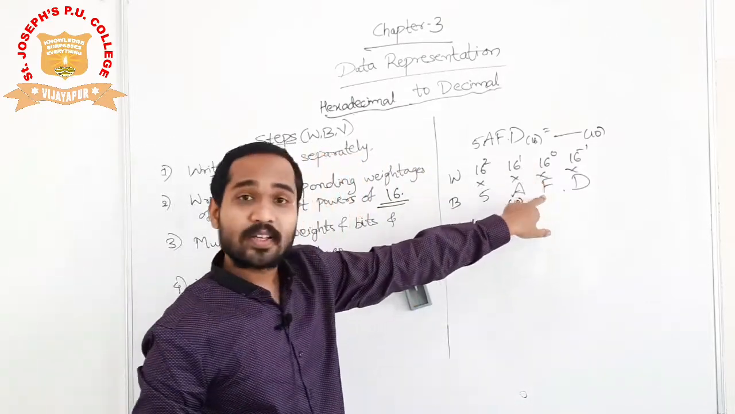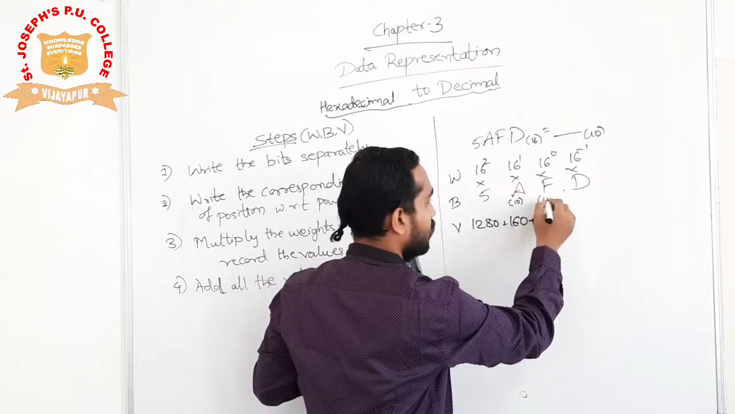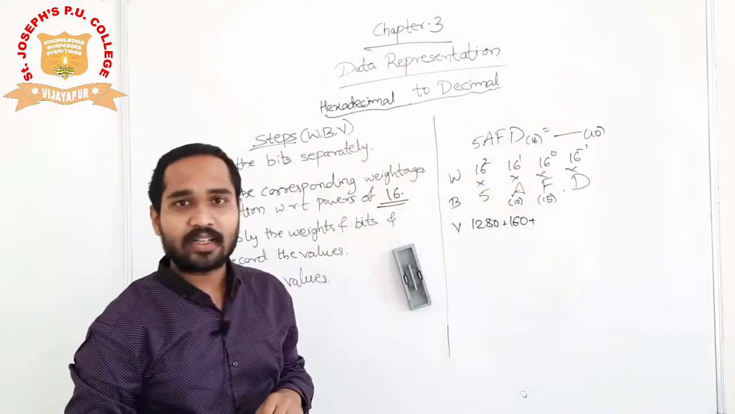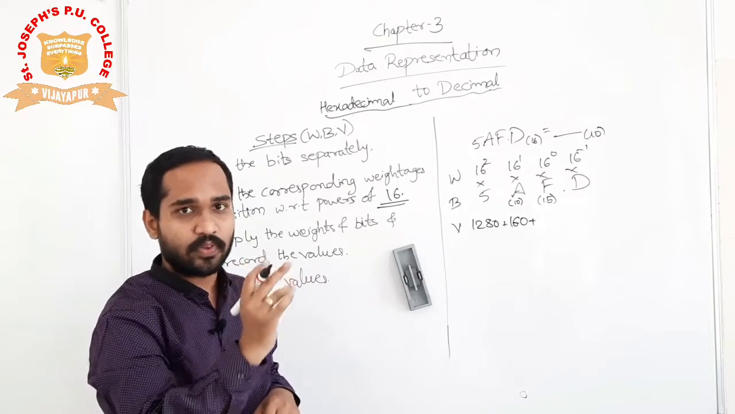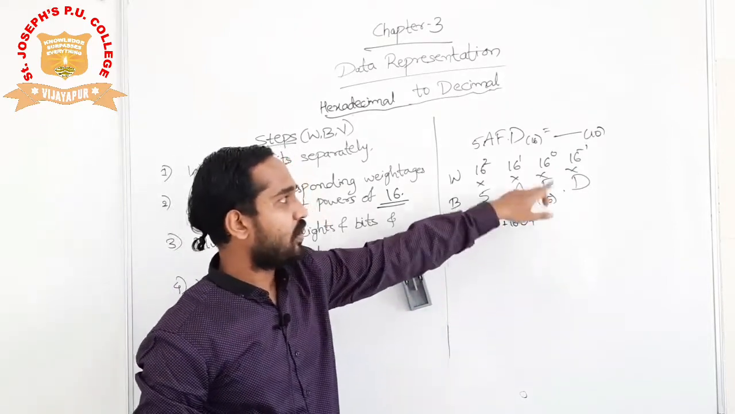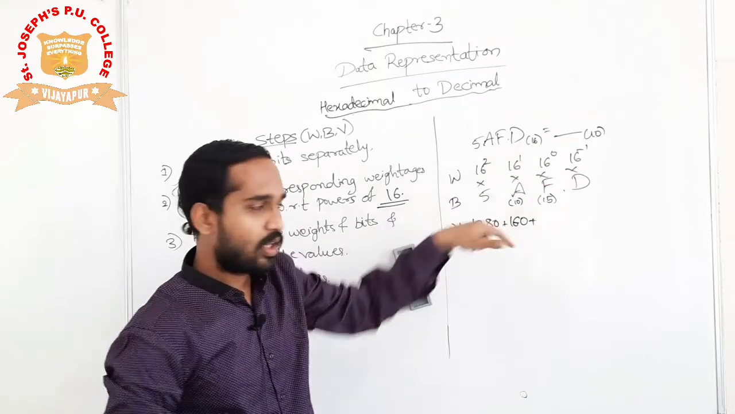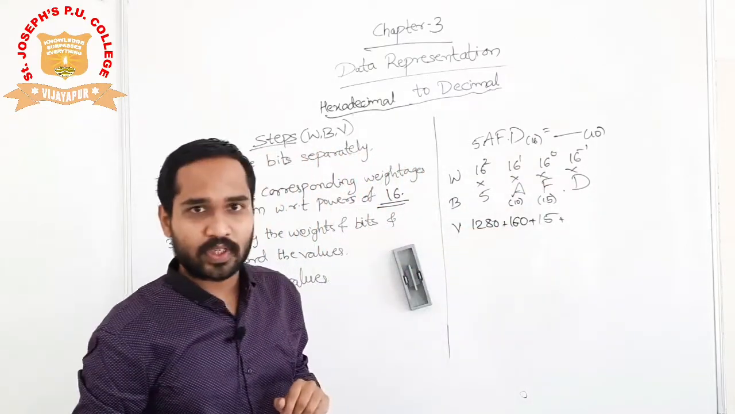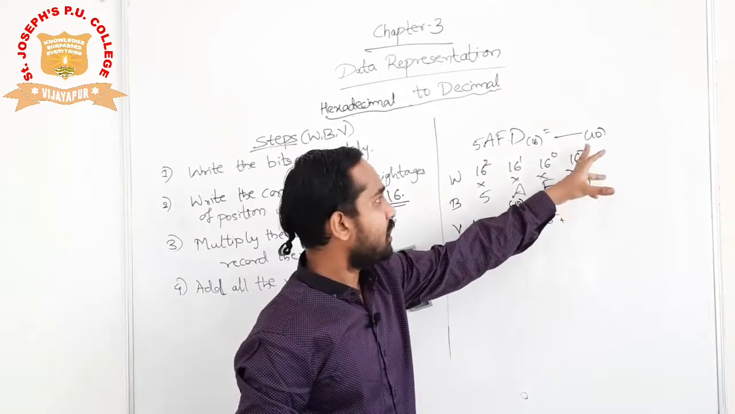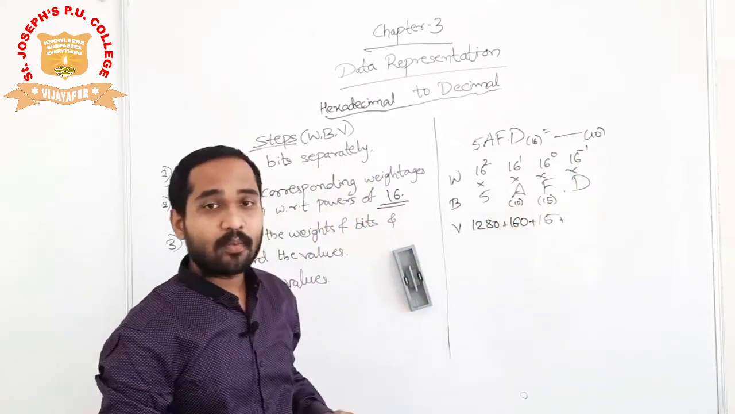Then what is the value of F? F value is 15, correct? F value: A, B, C, D, E, F is 10, 11, 12, 13, 14, 15. So F is 15. 16 raised to 0 is 1. 1 into 15 is 15, correct? Then 16 raised to -1 into D. What is D?